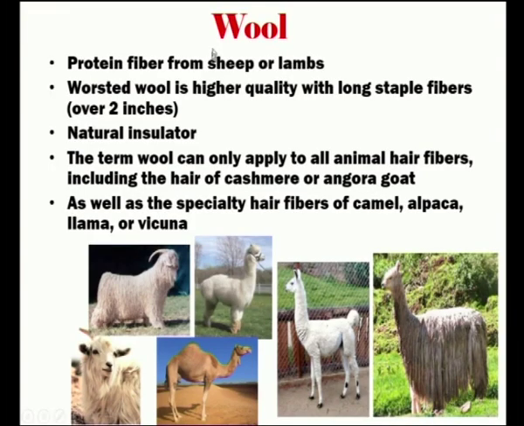Another class of fiber material is wool, which is animal based material, a protein fiber from sheep or lambs. Worsted wool is higher quality with long staple fibers over 2 inches and natural insulators, which can insulate heat or electricity. The term wool can apply to all animal hair fibers, that is very important. Wool means an animal based product, including the hair of cashmere or angora goat, as well as the specialty hair fibers of camel, alpaca, llama or vicuna. These are all the examples shown here which produce wool.